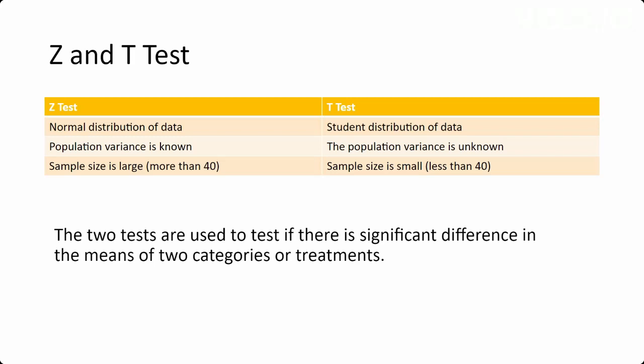If the sample size is small, you best use the T test. If the population variance is unknown, you better use the T test. But if the population variance is known, the Z test is used. And if the sample size is large, probably more than 40, the Z test is used.